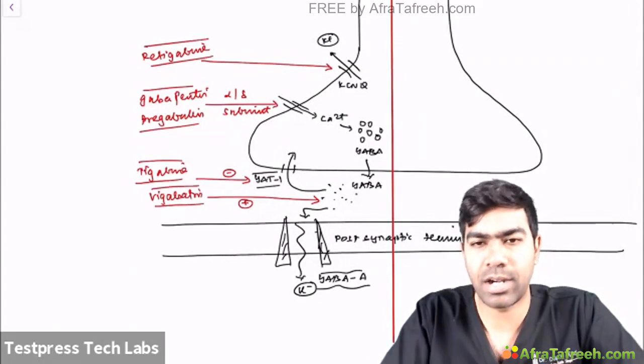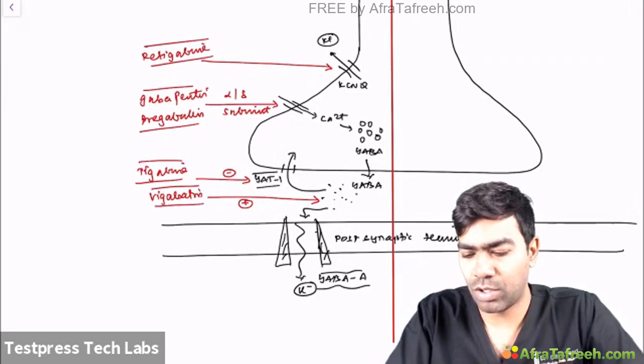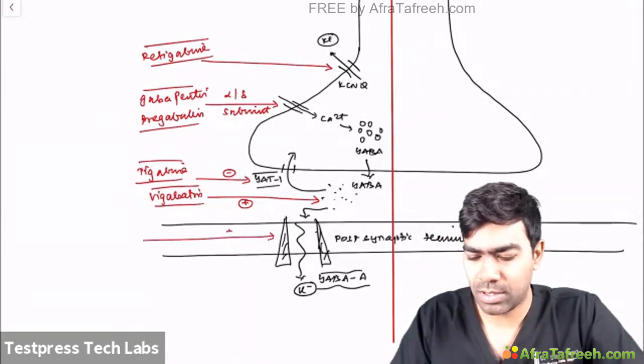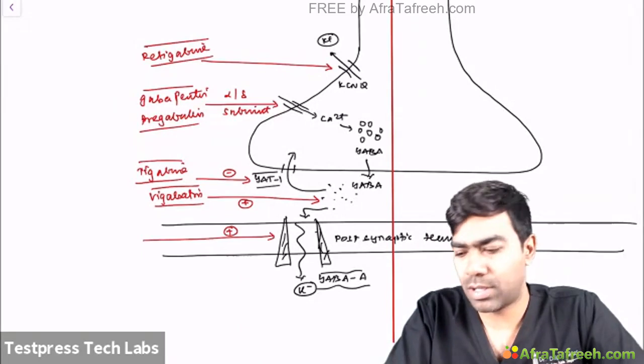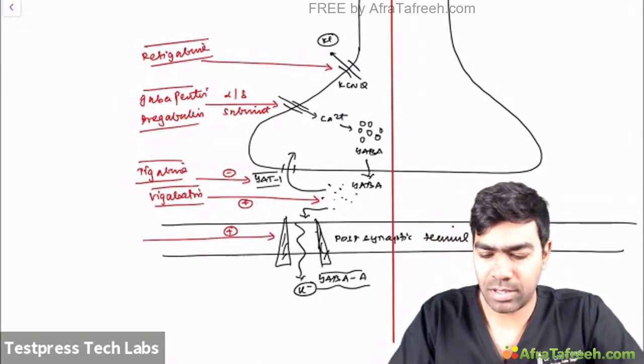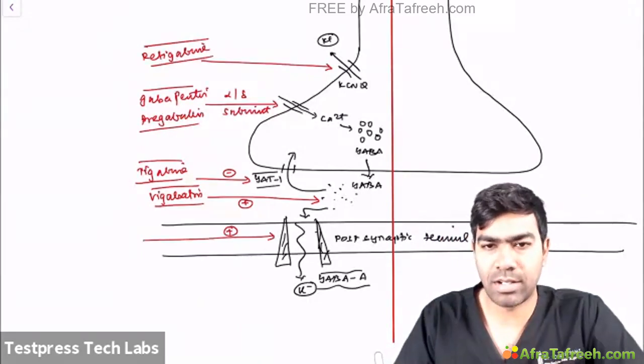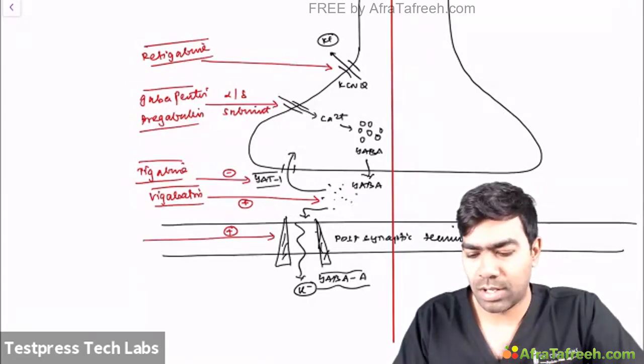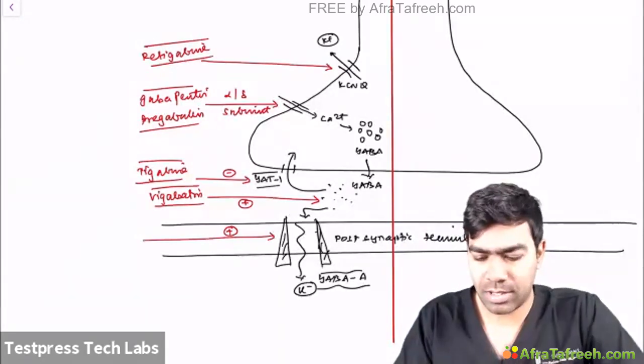So that's vigabatrin. And you can also increase the function of these benzodiazepine receptors, that is GABA-A receptors. There are two drugs we know classically that increase the function of these GABA-A receptors, that is benzodiazepines, and second is phenobarbital.